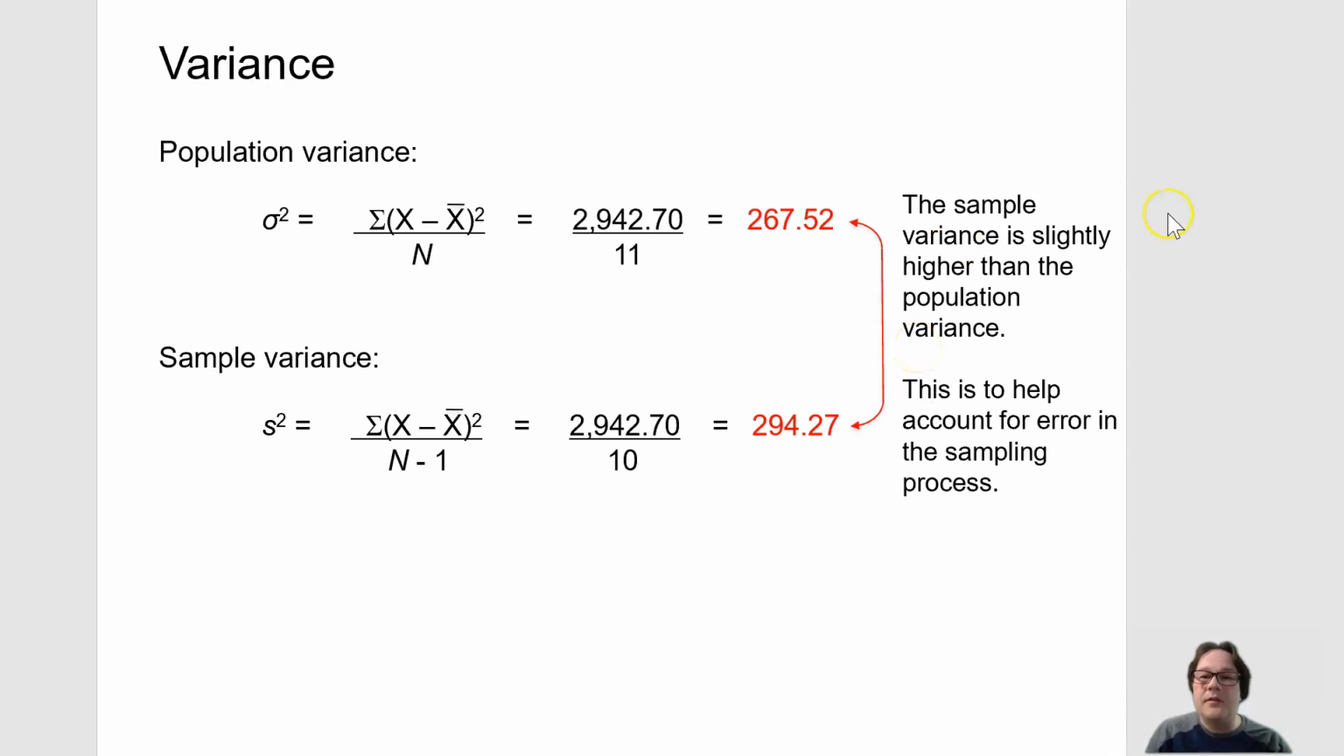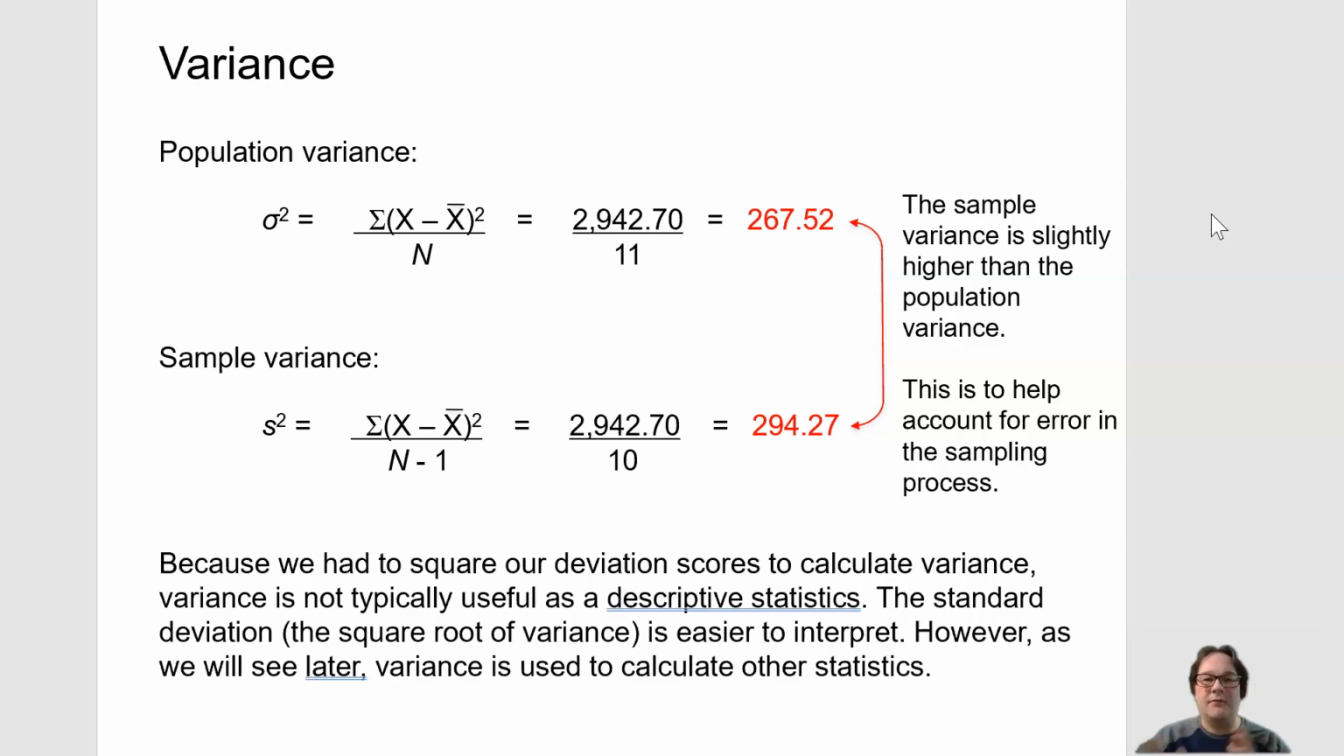As I said, the sample variance is slightly higher than the population variance, and this is to help account for errors in the sampling process. So remember, as scientists, it's better for us to err on the side of caution. And again, when going out with friends, it's better to pay too much towards your share than too little towards your share. So the same goes for science or statistical analyses here.